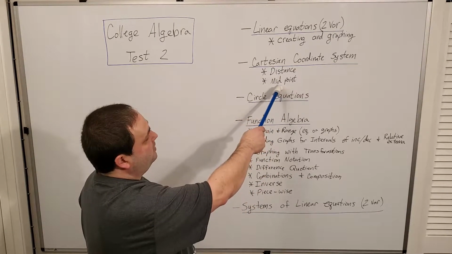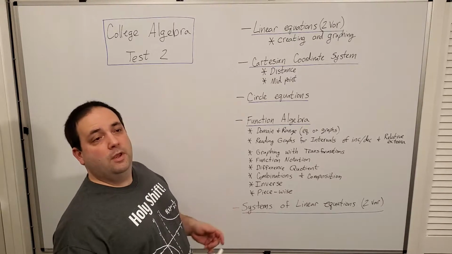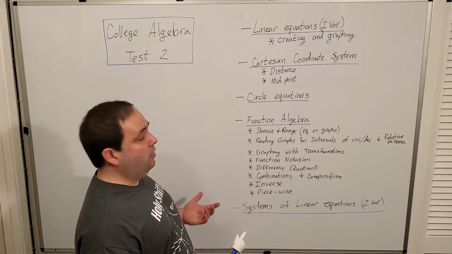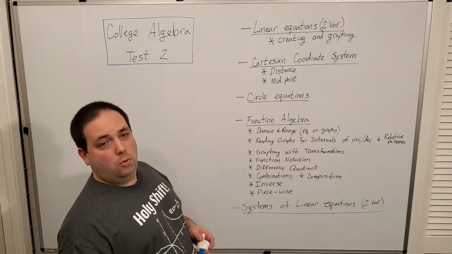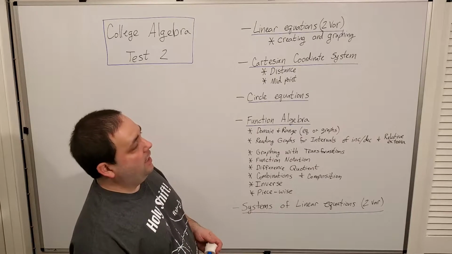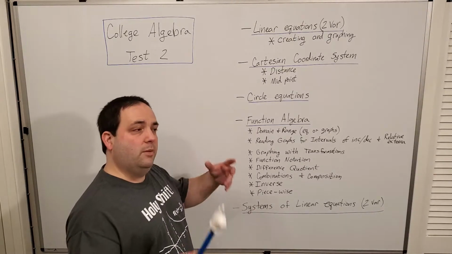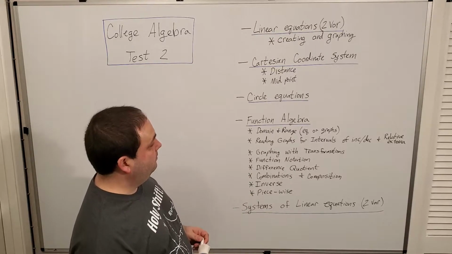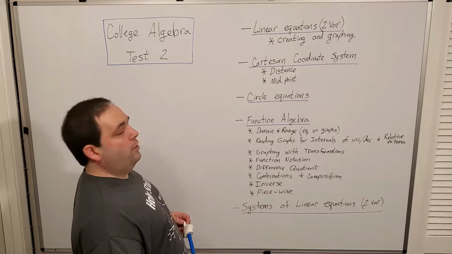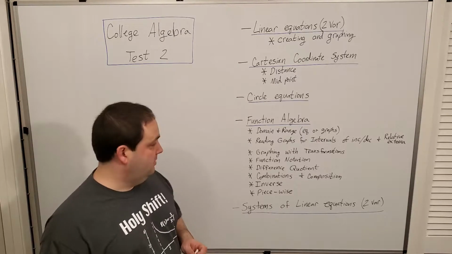Distance between 2 points, midpoint between 2 points. Of course, that means you also need to be able to graph points and read location data on the rectangular Cartesian coordinate system. Circle equations come up from that also, being able to determine the equation of a circle, or if I give you the equation, be able to get the information in the graph. And then everything that we talk about on the generic topic of functions.